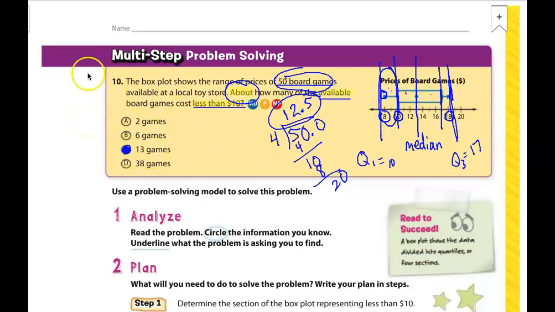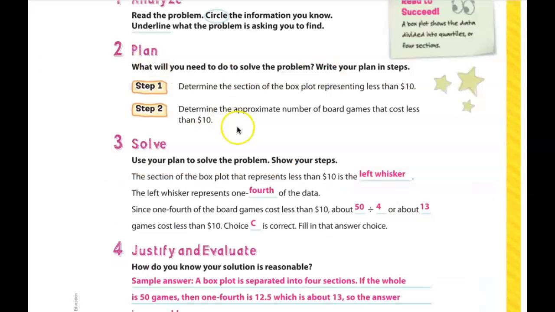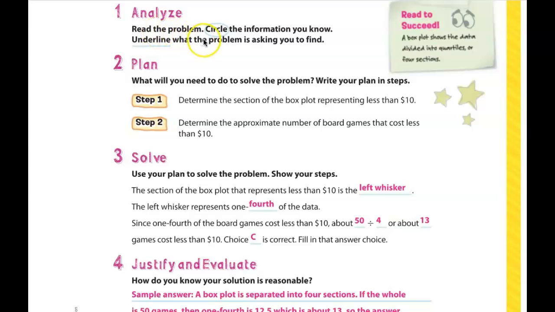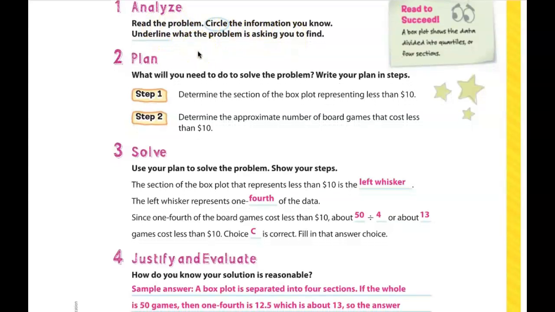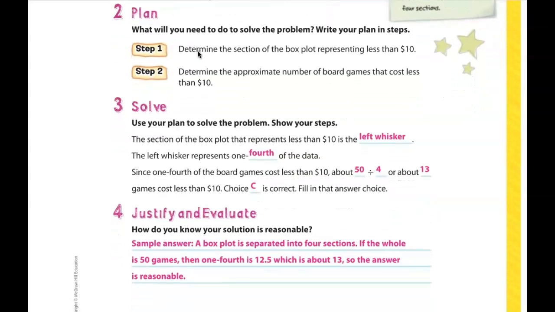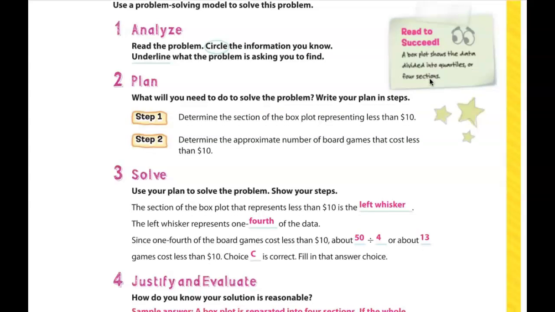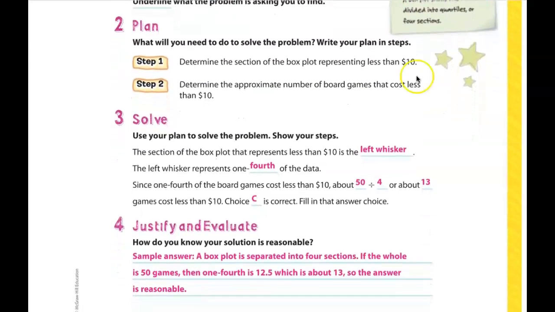Okay, so let's go ahead and review what we just talked about. We did this together, but I went ahead and turned on the little answer key here. So we read the problem, we circled important information, we underlined what we're being asked to find. And then we needed to understand the box plots are cut into 4 sections. Cut the data into 4 sections. That was an important thing to remember about box plots. You might want to consider that when you answer the question, what's the most important thing about this lesson? And then we determined the section of the box plot was representing less than $10.